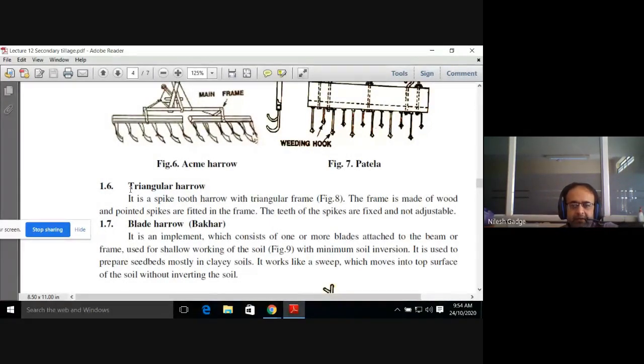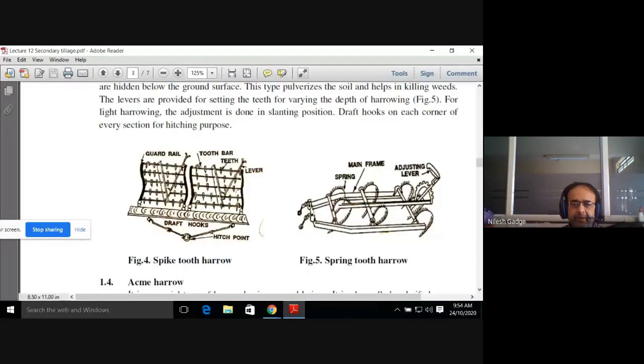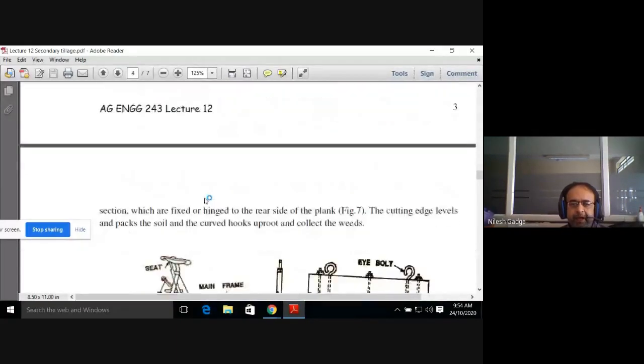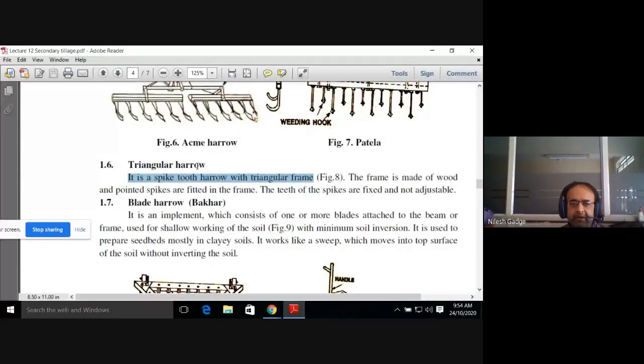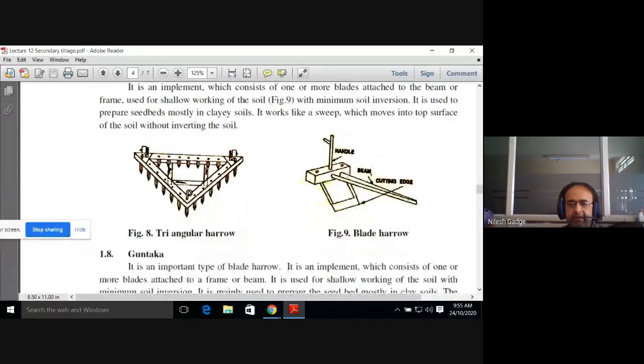Many equipments. Triangular harrow is like a spike tooth harrow with a triangular frame. Means the triangular harrow is the same as this, which is a square or rectangular shape. This triangular harrow is also a spike tooth harrow in a triangular frame. Okay, so there is the blade harrow. In Maharashtra, it is called a bakhar or something. This is your blade harrow. It has a handle, beam, and this is the cutting blade. These are the spikes, and this is the figure of the triangular harrow.